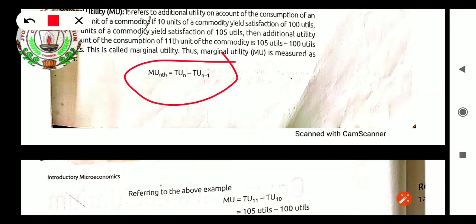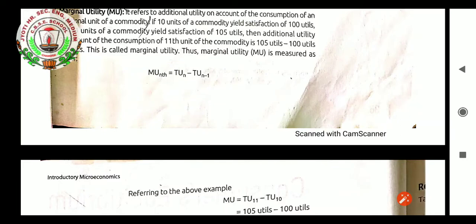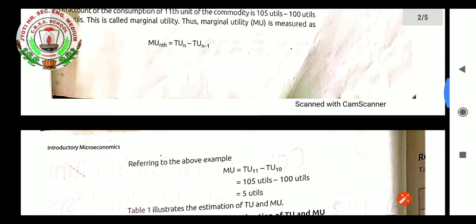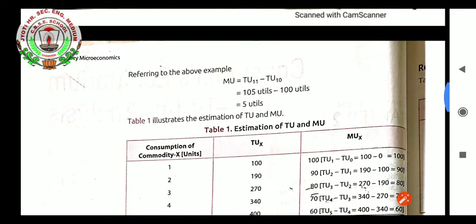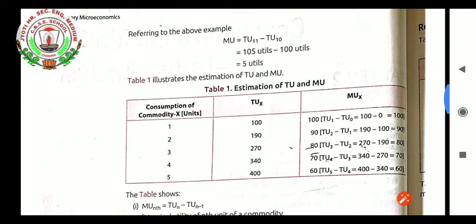That is MU n, where n is the number of times and MU is the marginal utility. MU n equals TU n minus TU n minus 1. Here n is the number of times one will increase the utility. Referring to the above example, MU equals TU 11 minus TU 10, which equals 105 utils minus 100 utils, that is 5 utils.